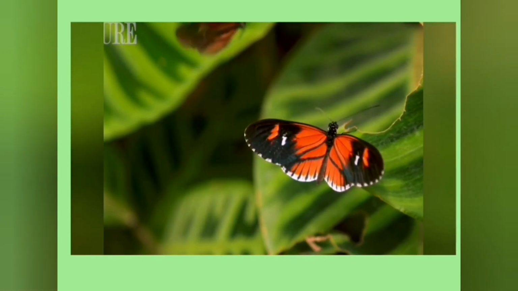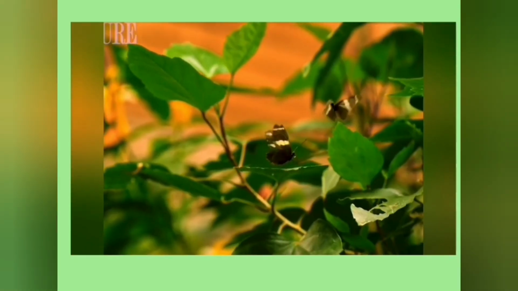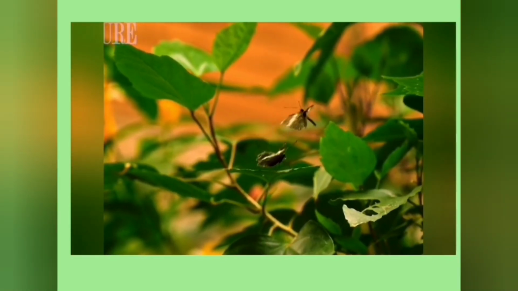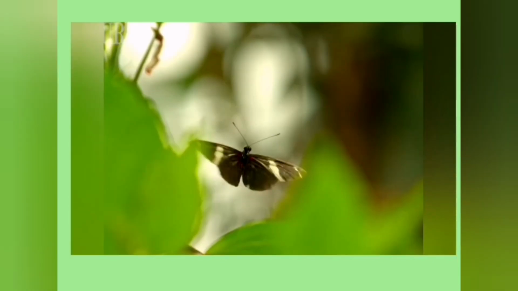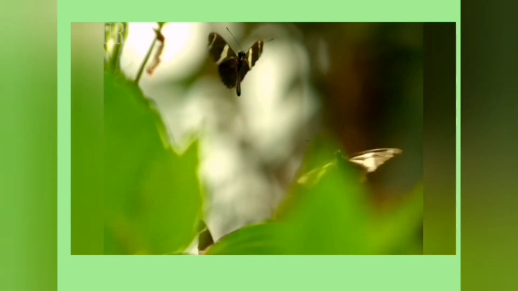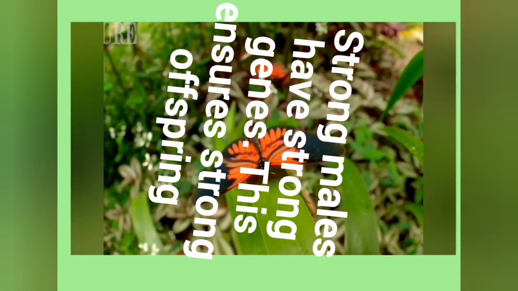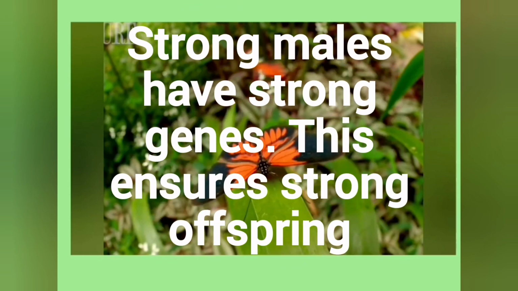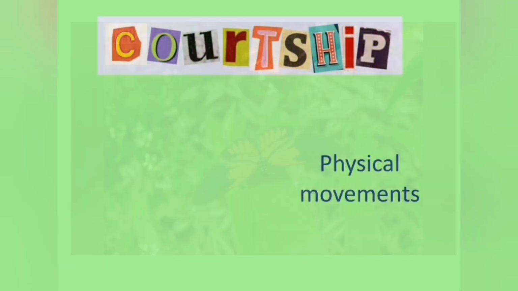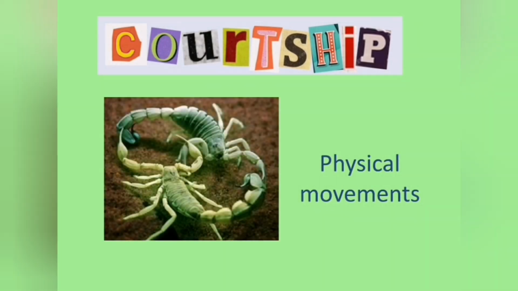Look how beautiful and how intricately they plan their courtship. Now remember, the purpose of courtship is that the strongest male is going to attract the female, which ensures that when she mates with him, her offspring will also be strong and they'll be able to survive in the next generation. Scorpions use physical movements as courtship.